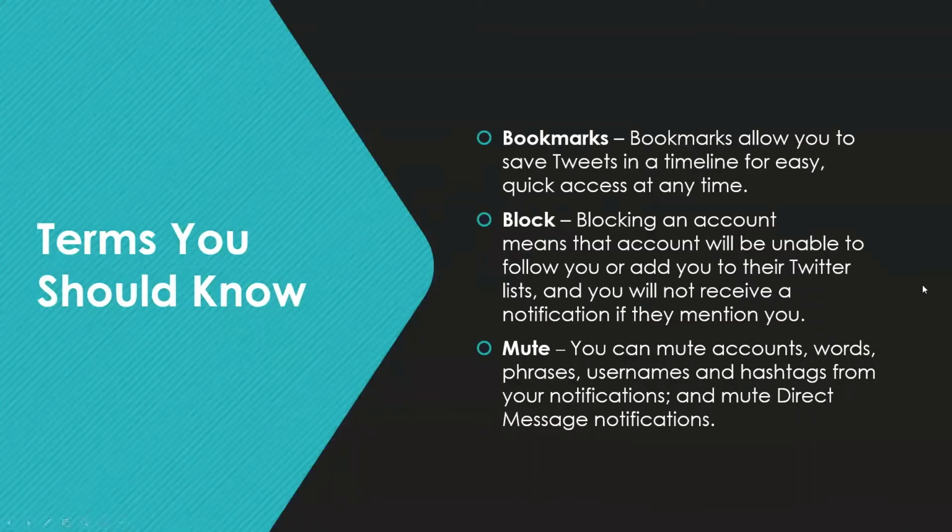Okay, some more terms. Bookmarks are essentially like saved posts on Facebook and on Instagram. They just allow you to save a tweet for quick access later so that you don't lose it. Blocking an account, it's the same thing as on Facebook and Instagram. It just means that they can't follow you, they can't add you to any of their Twitter lists. You won't receive a notification if they mention you, and if you do block someone, they can't see any of your tweets on your timeline, and you can't see any of theirs.